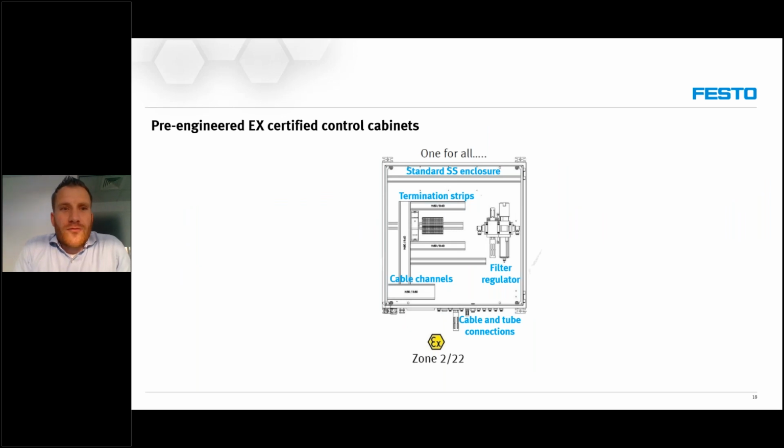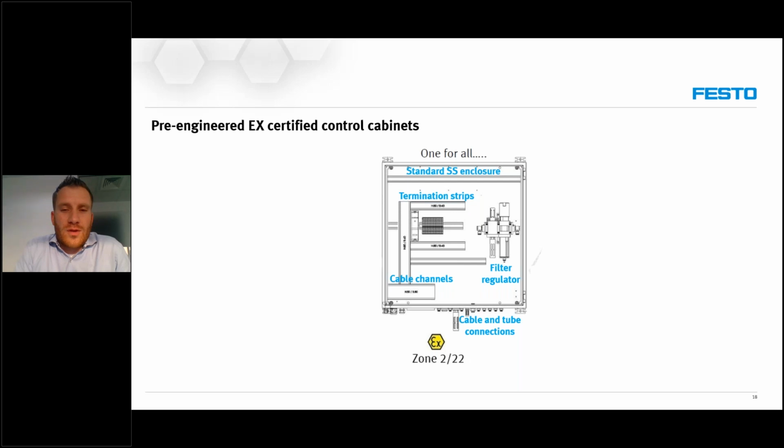The next part where we also see benefits is the pre-engineered ATEX cabinets. As I mentioned before, when building or designing a pneumatic control cabinet for ATEX zones, all the components on the inside need to be engineered and selected to comply with the requirements and the ambient conditions for the zone where this cabinet is being installed.